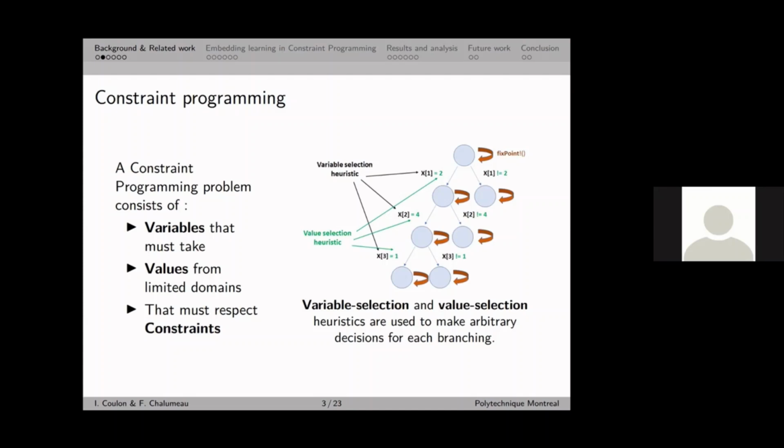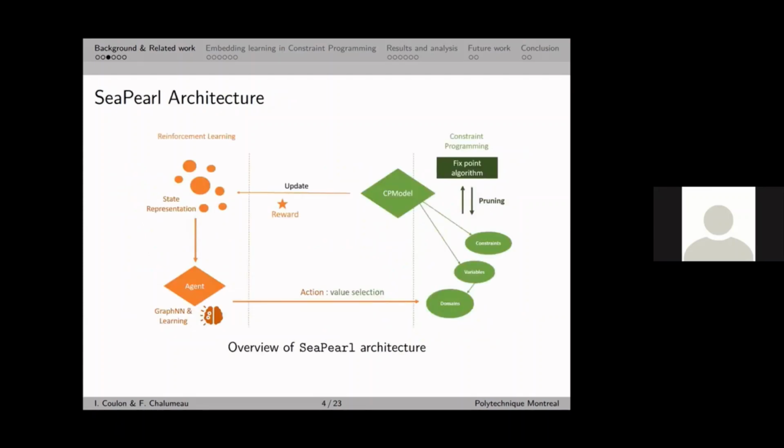And what we think is that we can have terrific improvements in performance by learning those heuristics. And we want to start with learning the value selection heuristic. So here is a quick overview of our architecture. In green, you can see a classic CP solver architecture. And what we want to do is use a reinforcement learning agent to handle the value selection part. We'll have time to see this architecture later.